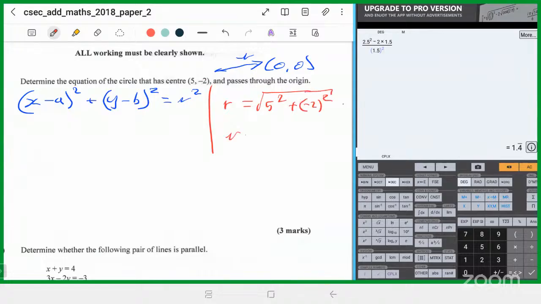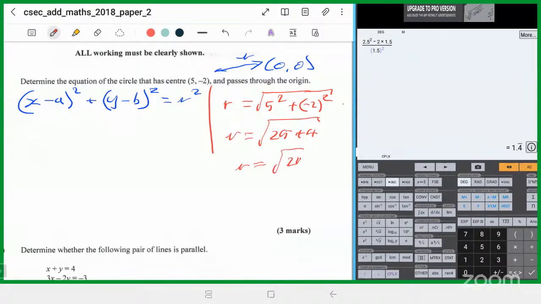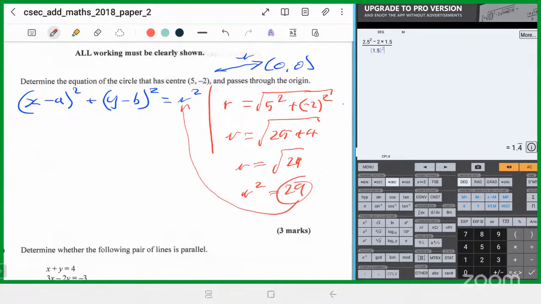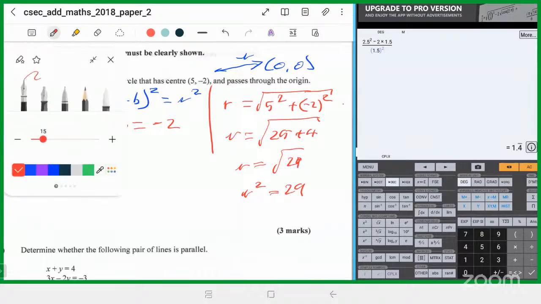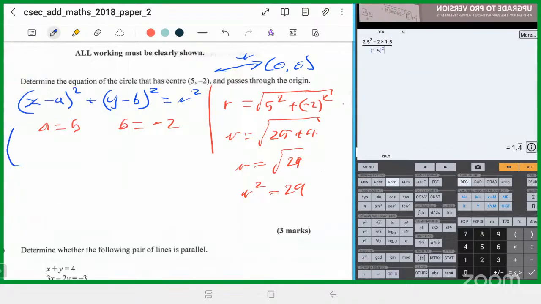The radius becomes the square root of 25 plus 4, so the radius is the square root of 29, which means that the radius squared is 29. So 29 goes right here for the radius squared. In this, a is equal to this value of 5, and b is equal to this value of -2. And so this equation that we want, we can write it now.